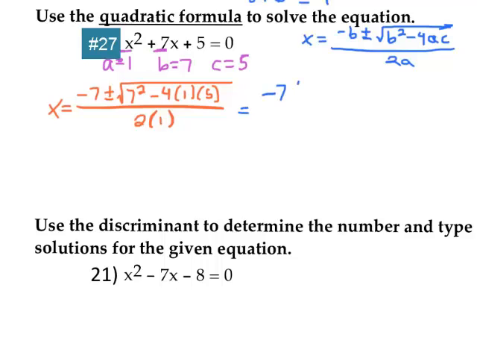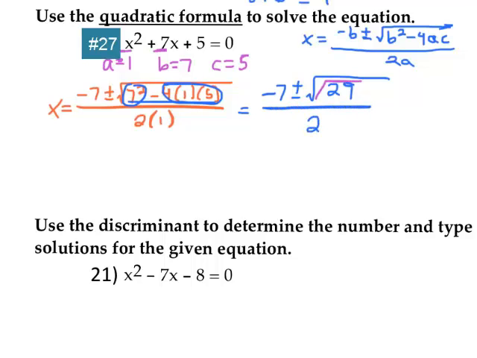I'm going to leave the negative 7 alone, let it just hang out. Figure out what is underneath this square root. What is 7 squared minus 4 times 1 times 5? You can do that on your calculator if you want to, or you can do it in your head. That should be 49 minus 20, which is 29, over 2 times 1, which is 2.